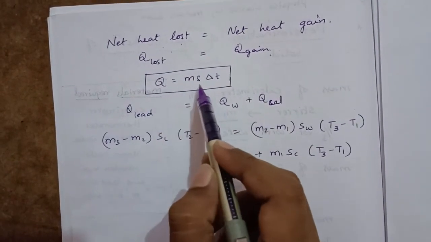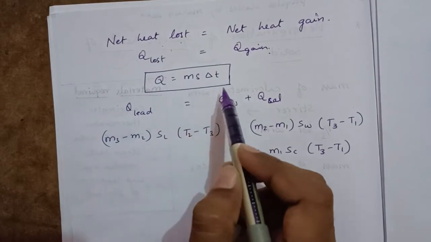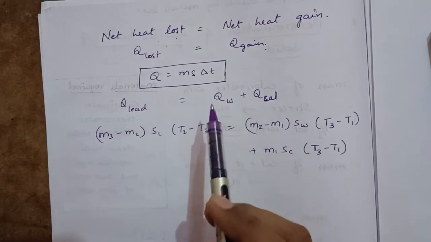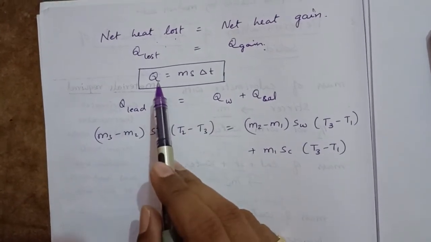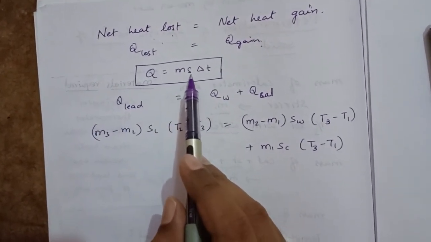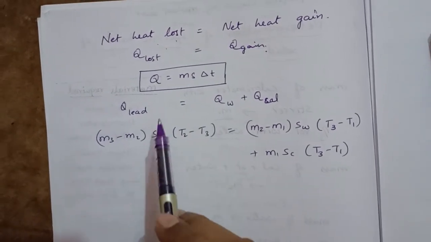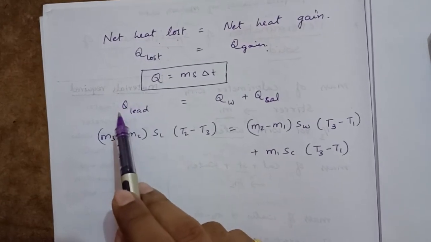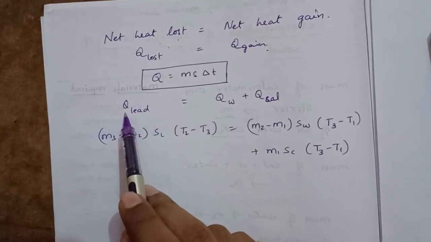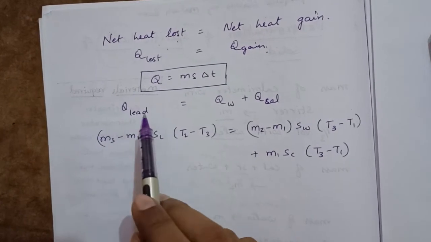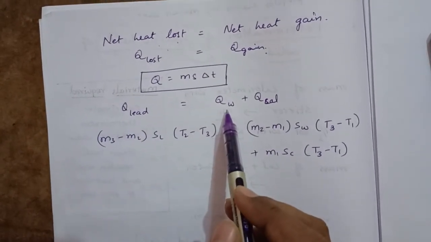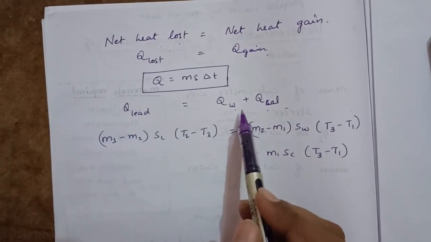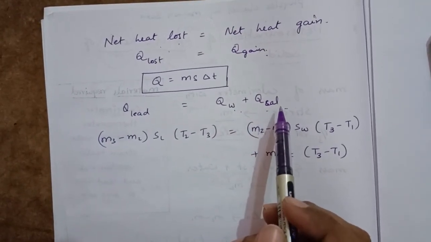Now the Q formula we know: amount of heat equals m s delta T. Q is the amount of heat, m the mass of the substance, s the specific heat, delta T the change in temperature. Now Q lost: the solid material loses the heat energy, as it has more temperature. Which will gain? Water and calorimeter. Heat gained by water plus heat gained by calorimeter.